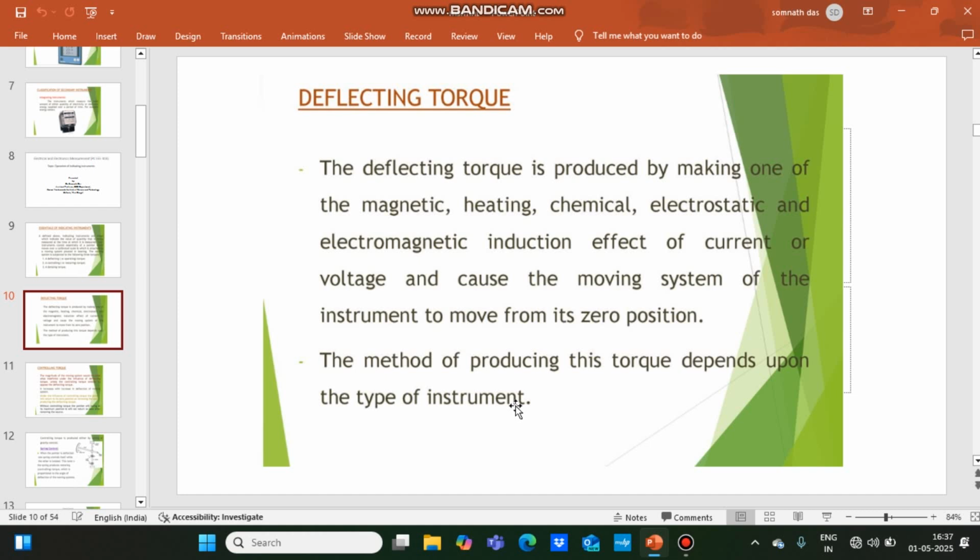The method which is used to produce the torque depends upon the type of instrument. For a PMMC type instrument, a permanent magnet is used. For a moving iron type instrument, an electromagnet is used. So depending on the type of instrument, the torque is generated. Different torque is generated in different ways.